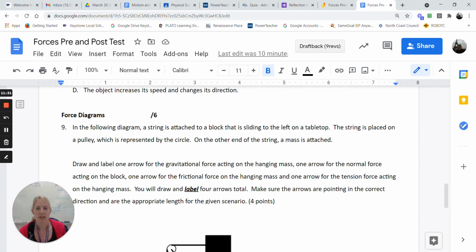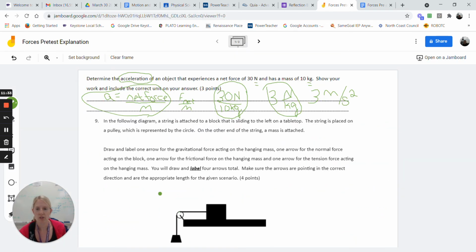Okay, in number 9, I'll go back over here because I need to draw. So we've got this picture, okay? We've got a block, it's on a tabletop, there's a string attached to it. On the other end of the string, there's what we call the hanging weight or the hanging mass. It's hanging off of the edge of the tabletop. And our string is going through a pulley. So if we let go of our hanging mass, and as long as it has more mass than the block, it will move down and our block will move toward the pulley.